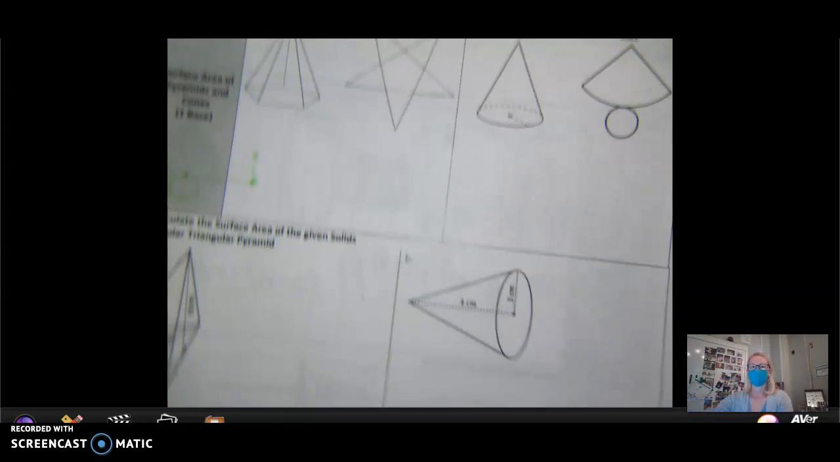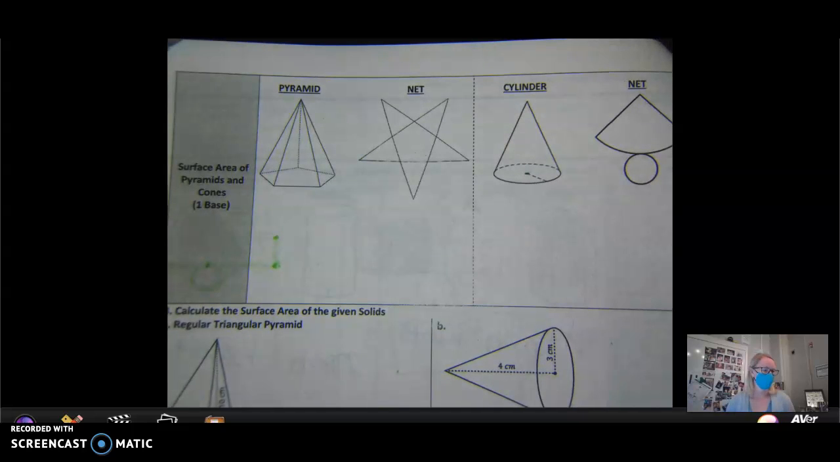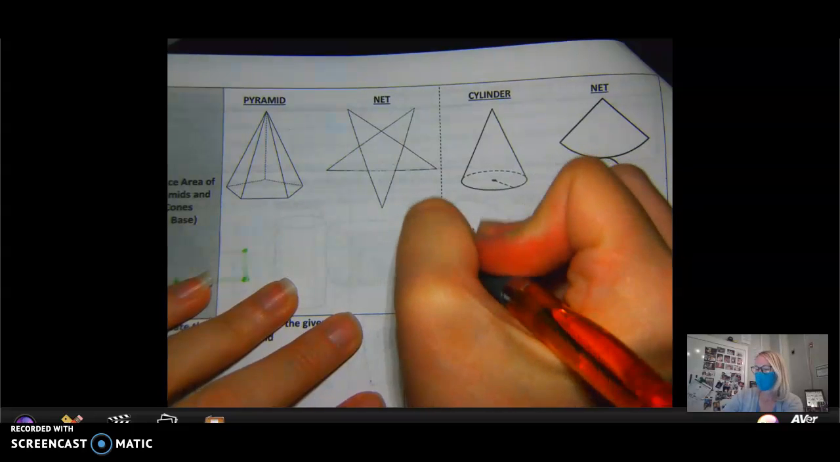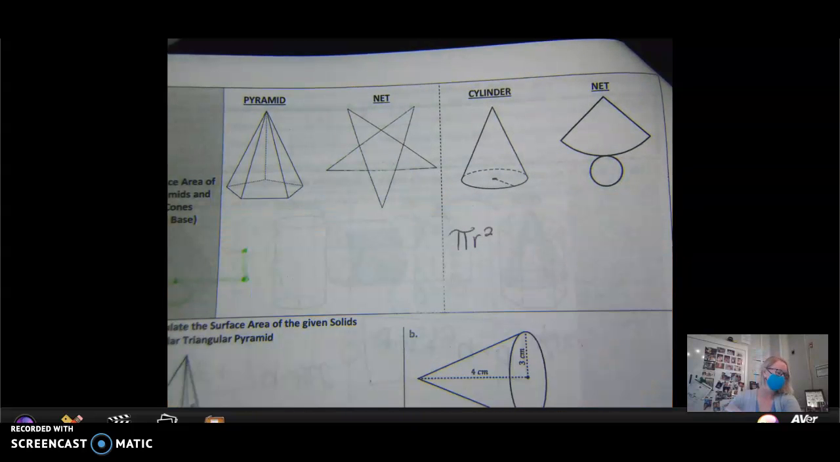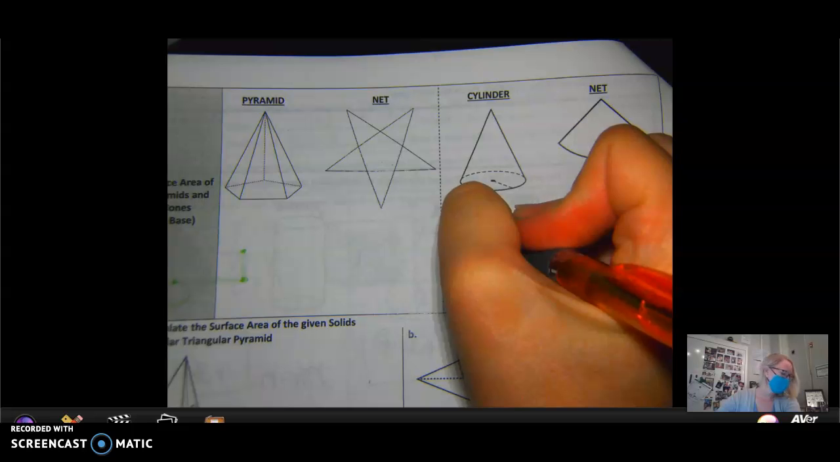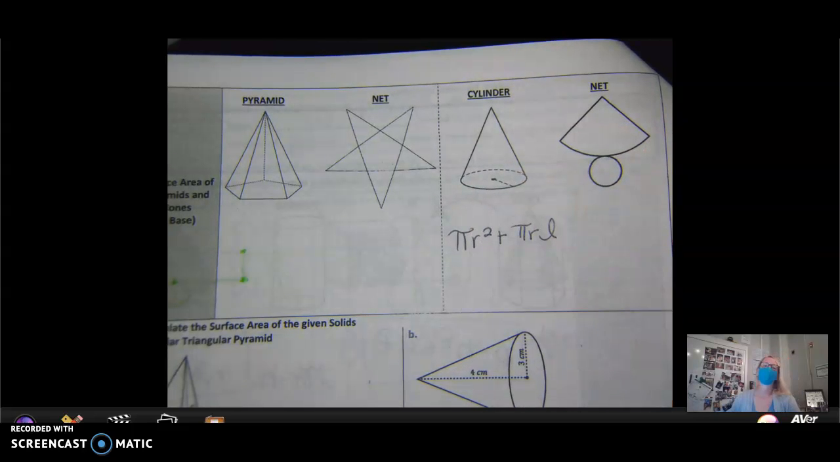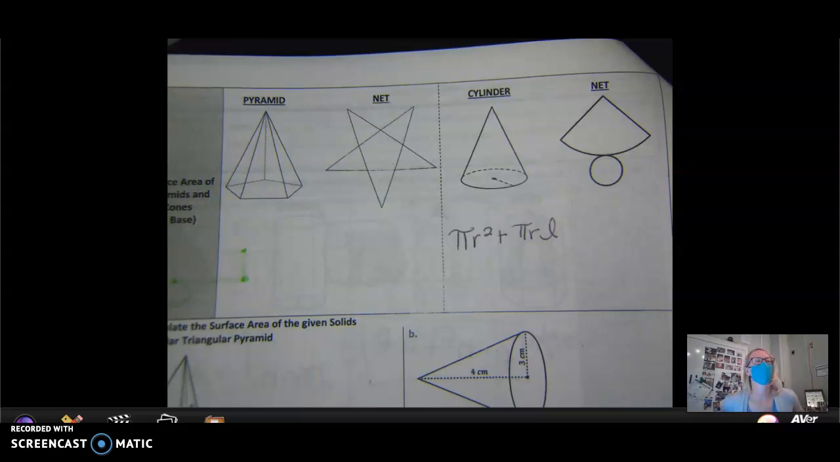All right, on the back, we have 2 shapes. What do we have here now? A what and a what? Pyramid and a cylinder. Let's start with the cylinder. I feel like cylinder is a little bit easier. It is pi r squared plus pi r l. And it's always like a cursive looking L. Does anybody know what a cursive looking L stands for?